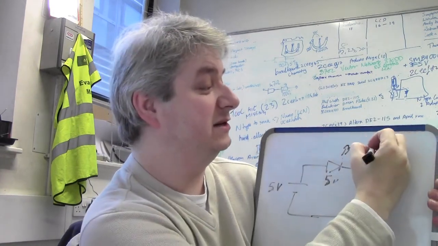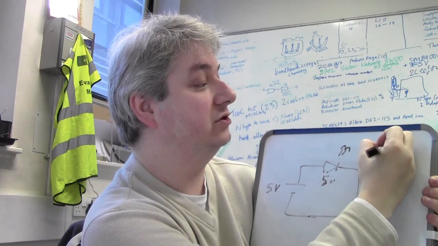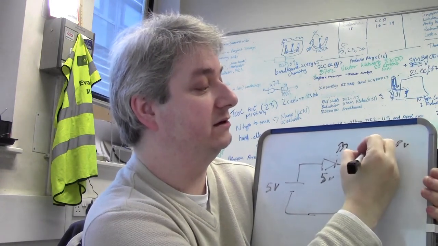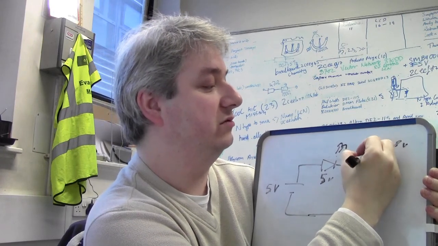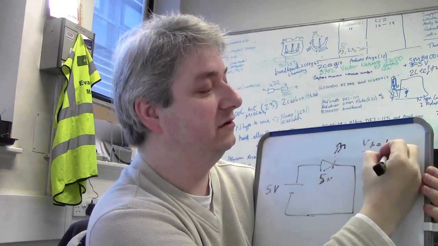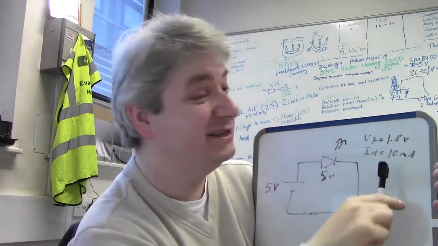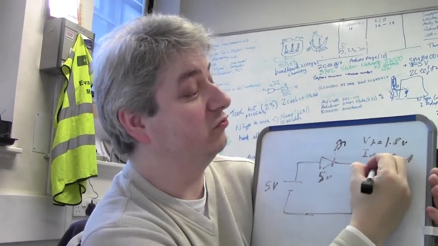Now let's say this LED has a forward voltage of 1.8 volts and a forward current, or a diode current ID, of 10 milliamps. A typical one. This will be a typical red LED.